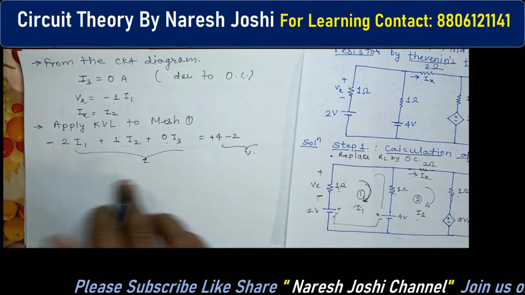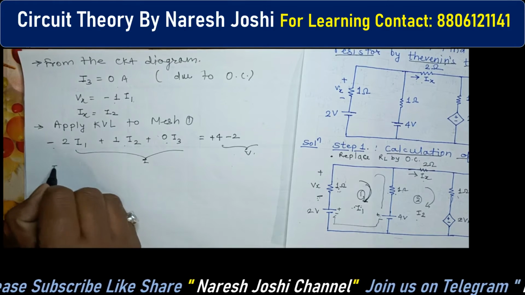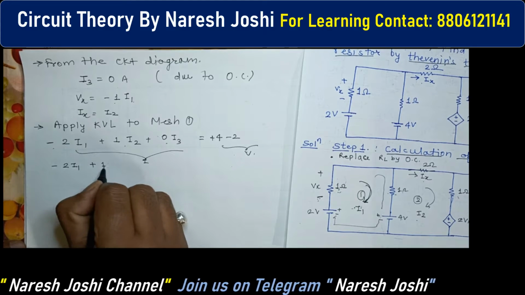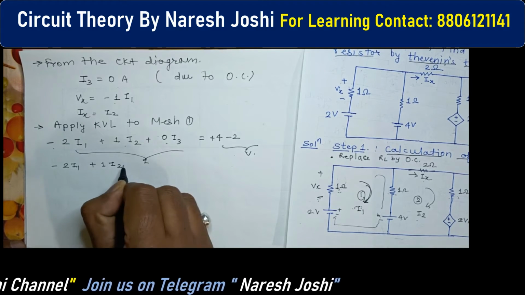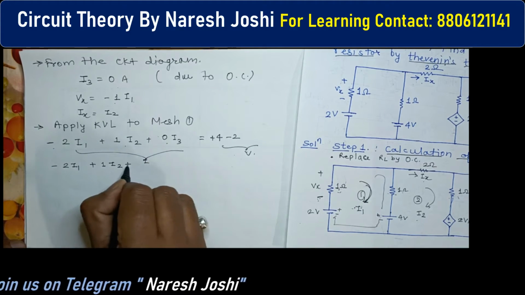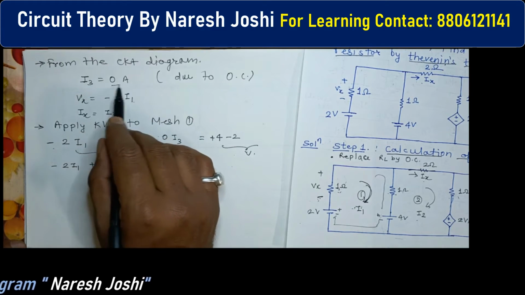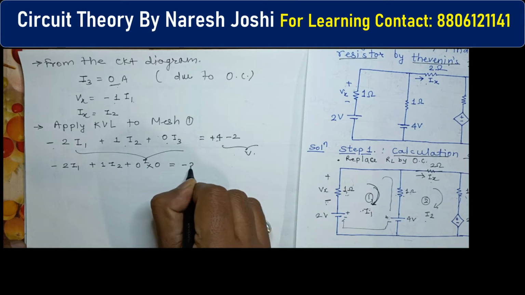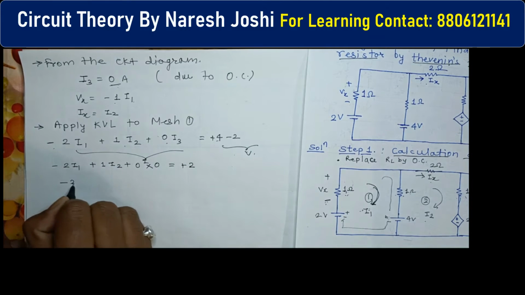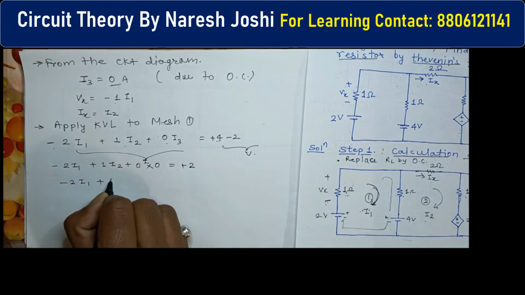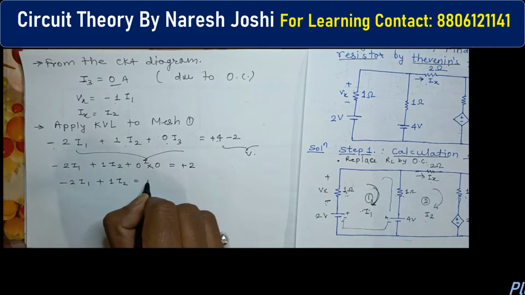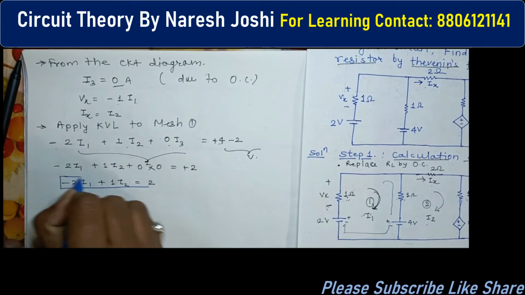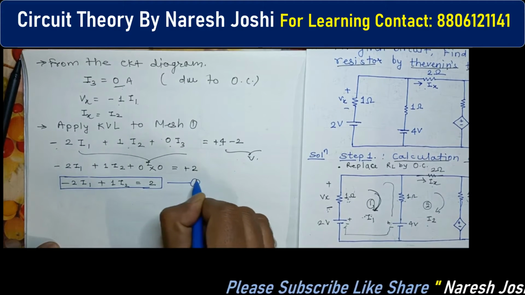Now I will simplify this equation. Here you can see this is minus 2 I1 plus 1 I2 plus 0, as we know I3 equals 0, so I will write here 0, and this is 4 minus 2, this is plus 2. So I will rewrite this equation: minus 2 I1 plus 1 I2 equals 2. And this is my equation number 1. Clear? So this is equation number 1.